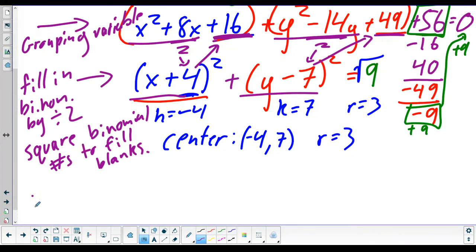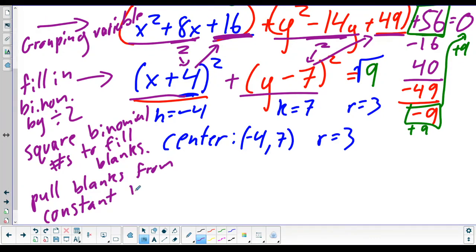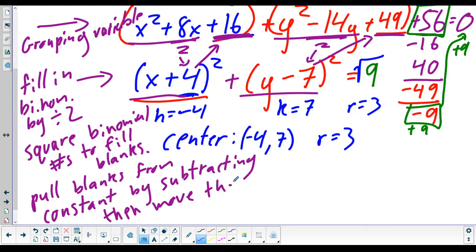Okay. So pull blank from constant by subtracting. Then move the remaining amount over. All right.